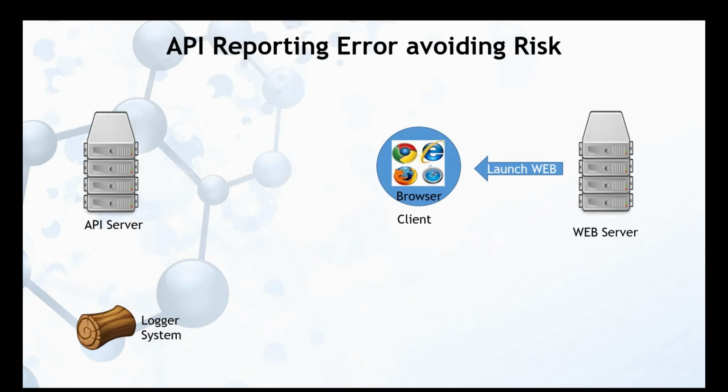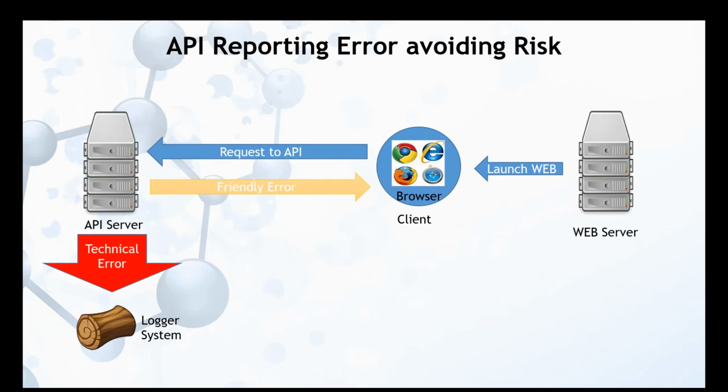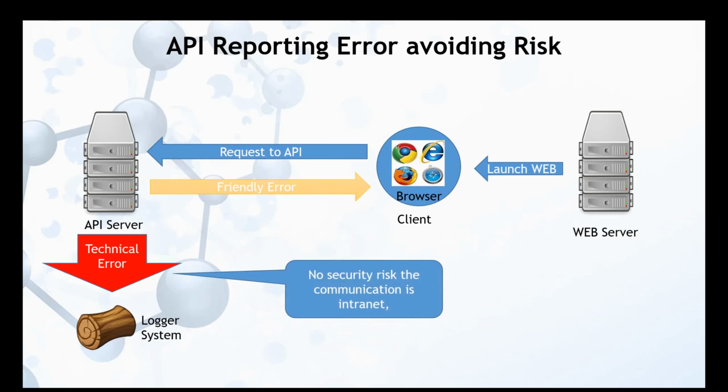One way to mitigate this is by sending a friendly error to the browser client and sending the technical detail information to the logger. Of course, when you are in development mode, you can send the technical information to the browser, but this is very dangerous in production because of the security risk involved. But how do we receive the necessary information to correct a bug in production mode then?